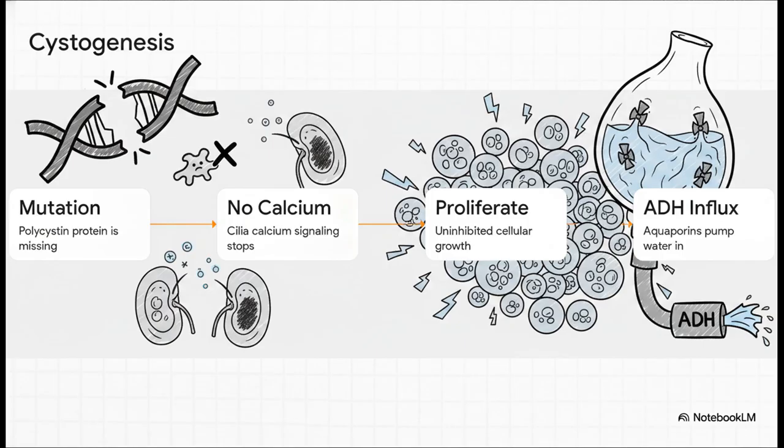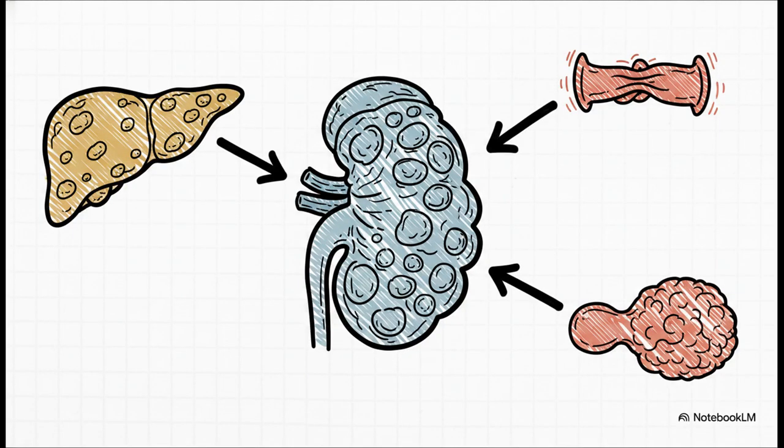And finally, step 4, a hormone called ADH causes aquaporins to continuously pump water into these brand new sacs. It is the ultimate plumbing disaster. Broken signaling builds a faulty tank, and then overactive ADH just leaves the hose running, completely ballooning the kidney with massive cysts. And those ballooning cysts don't just damage the kidney, they cause massive, massive downstream effects. First up, chronic kidney disease.